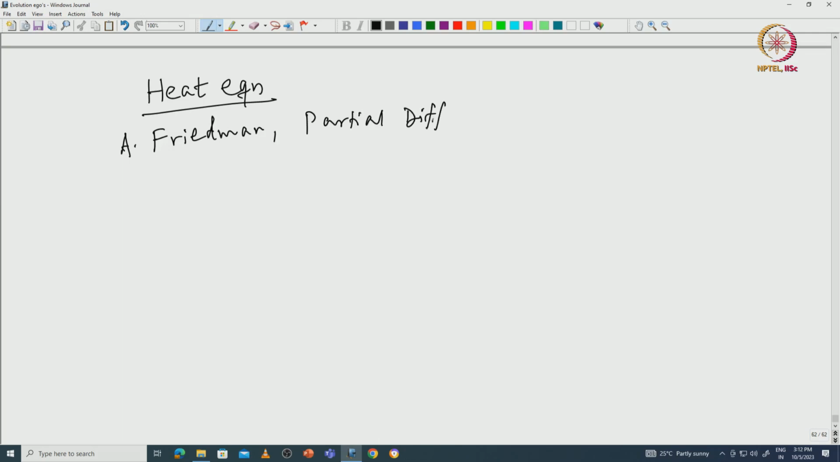Regarding the heat equation, or more generally the parabolic equation, you can refer to Friedman's book. This is A. Friedman, and the title is Partial Differential Equations.